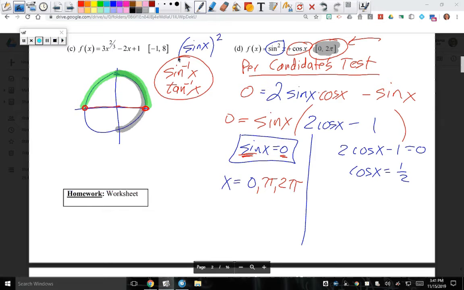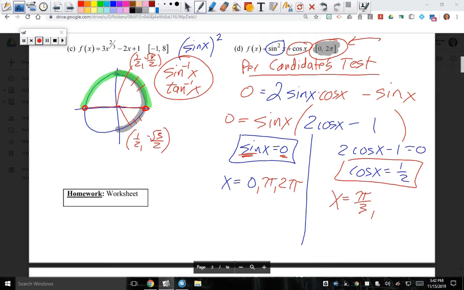All right, so let's find out when the cosine of x is 1/2. When is the cosine of x a positive 1 half? Pi over 3, because this is 1 half, root 3 over 2. Or else? 5 pi over 3, because 5 pi over 3 also is 1 half, but a negative root 3 over 2.